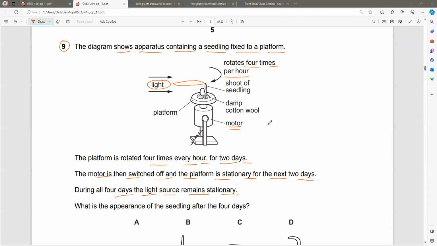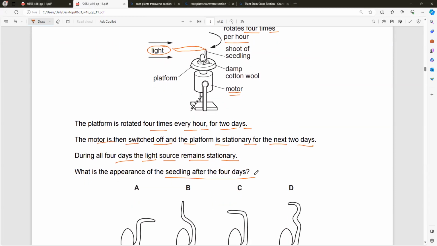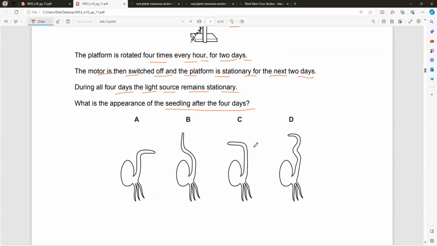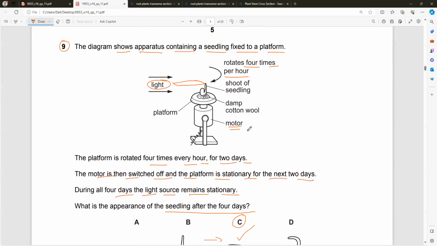So you rotate 4 times or 100 times, doesn't matter. Whatever the direction the light is coming from, the shoot always starts bending towards it. That's all it is. So during all 4 days, the light source remains stationary. What is the appearance of the seedling after the 4 days, they are asking. So after the 4 days, what is happening? Everybody? The seedling will be turning towards the what? Light is coming from this side. Yes, it will be turned towards the light. So what is the correct answer? Option C. So please make a note.